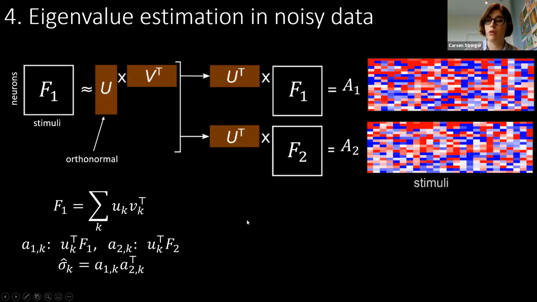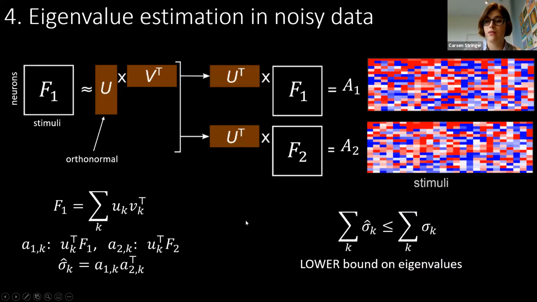And this will produce a lower bound of our true eigenvalue spectrum, because we're estimating these eigenvectors on this noisy data, so we're never going to get the perfect signal eigenvector. So this will always be a lower bound on the true eigenvalues of our data.